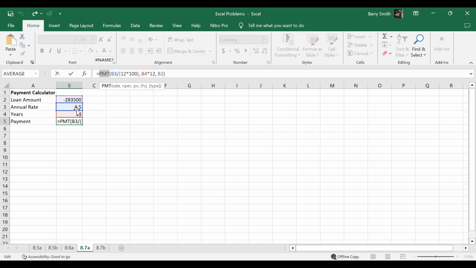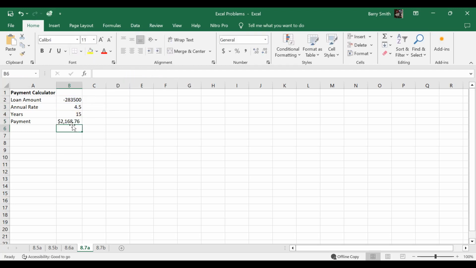Our rate, that was going to be the 4.5 divided by 12 times 100. So we're dividing it by 100 to get it to 0.045, dividing by 12 to get the monthly. The B4 times 12, well, B4 is the number of years times 12 months per year, so that'll give us that number. And then our B2, that's going to be our amount of loan, how much we have to pay. And so that's what that is. And again, once we hit enter, we get roughly the same thing we had before. $2,168.76. Now we just have to know we have to round that automatically to the 2169, and that's how we're going to use our calculation.